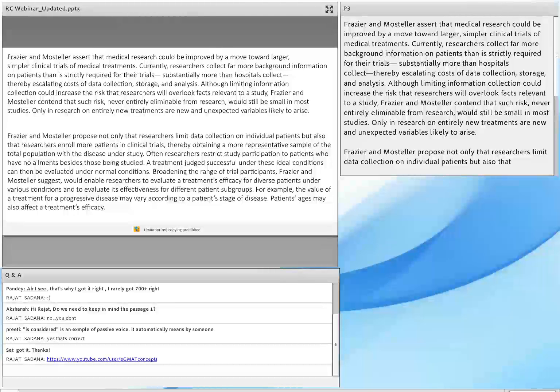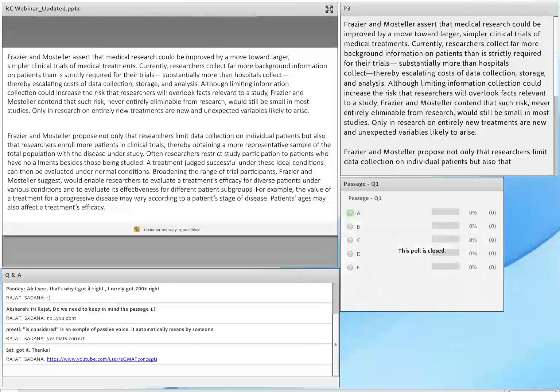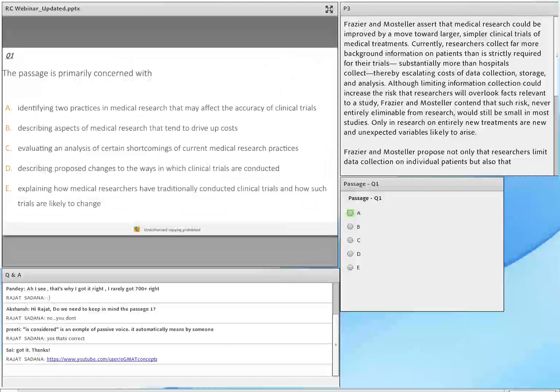Where is my question one? And question one is over here. I'm going to give you about a minute per question. So here's your poll question. And we're going to solve all the questions one by one. Here is question number one.